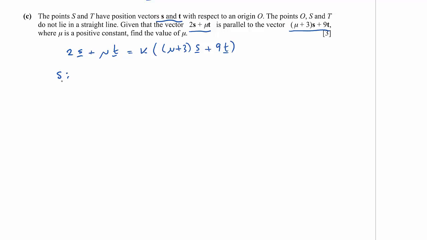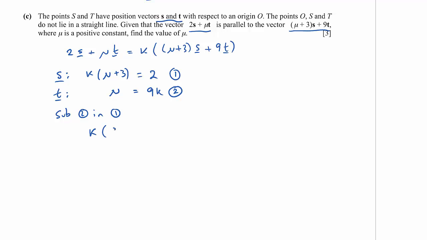So if we look at the s's, we get k(mu plus 3) must be equal to 2. Let's call that equation 1. And if we look at the t's, that gives us that mu is equal to 9k. Let's call that 2. And what I'm going to do is sub 2 into 1. Then I'll have k(9k plus 3) is equal to 2. So that's 9k squared plus 3k, take away 2 equals 0.